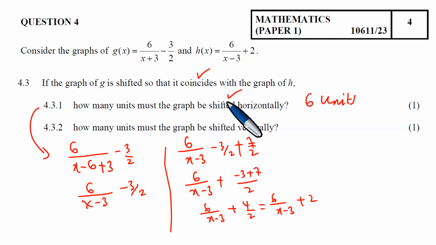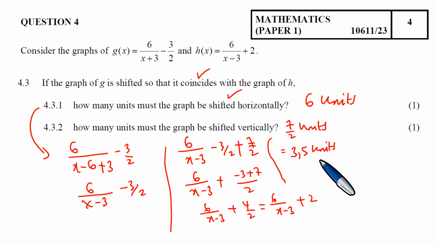Right, so how many units must be shifted? It must be 6 units, and here it must be 7 over 2 units, which means it must be 3,5 units. Okay, 7 over 2 is the same as 3,5 units. So 7 over 2 units was added, which means it is 7 over 2 units upwards, because you're adding. If you add to this, then you get the number 2. So it is exactly upwards.